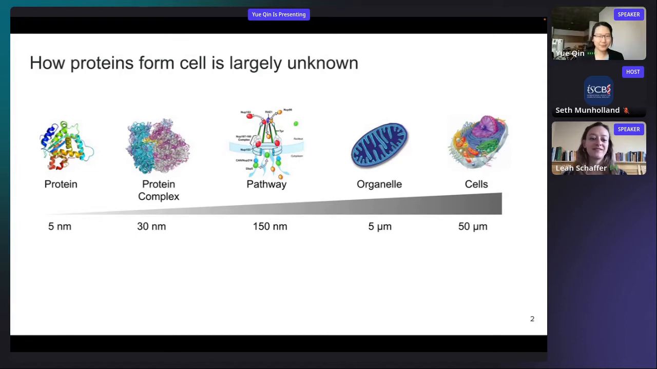So cells form this multi-scale structure with proteins participating with one another in protein complexes. These protein complexes interact and participate in these larger biological pathways, and then these pathways occur within and between different organelles that then make up the cell as a whole. But how proteins form the cell is still largely unknown, and one of the major goals as biologists and proteomicists is trying to determine this multi-scale structure.